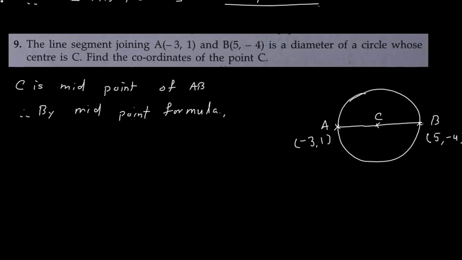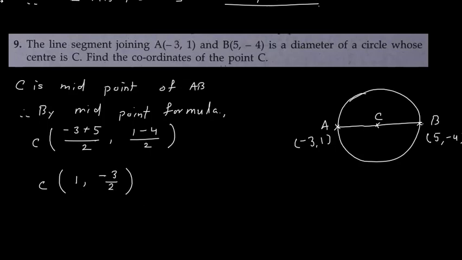Okay, so by midpoint formula, I will say that C, its coordinate will be minus 3 plus 5 divided by 2, comma 1 minus 4 divided by 2. So this will give me C, minus 3 plus 5 is 2, 2 divided by 2 is 1, and here 1 minus 4 is minus 3 divided by 2. So this is minus 3 divided by 2. So this is the coordinate of midpoint.